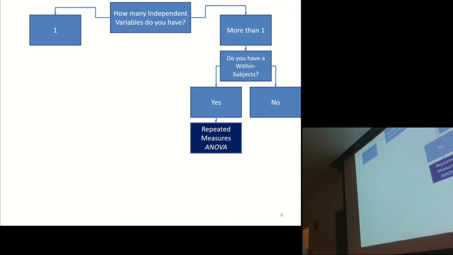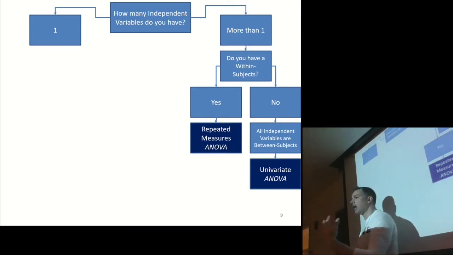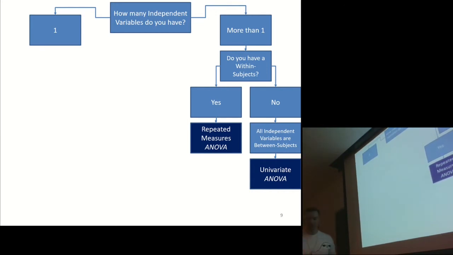If you have more than one independent variable and none of them are within subjects, meaning that for each of those variables, subjects only experience one category, one combination of your variables, that would mean that all your independent variables are between subjects, and you're going to end up doing what's called a univariate ANOVA. Specifically, you're going to look for that in SPSS and run this, testing all independent variables. All right, so that is the decision tree. Once again, that's if you have discrete independent variables and there is no order to those.